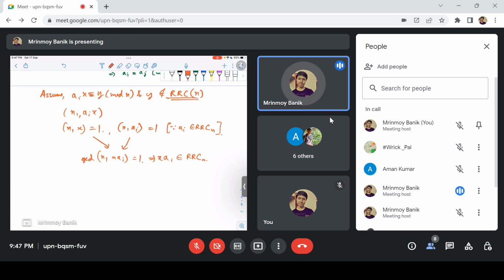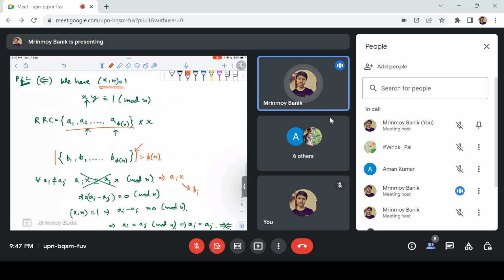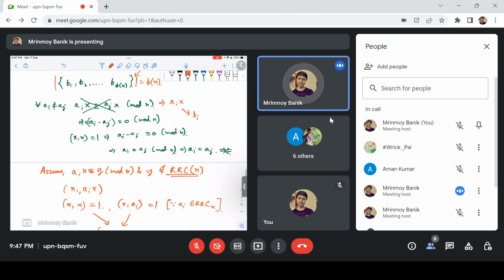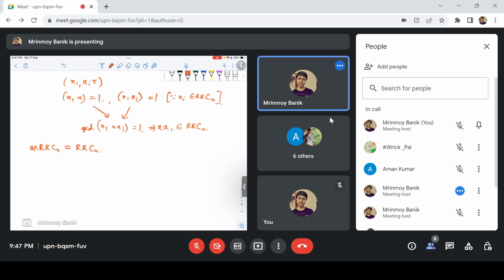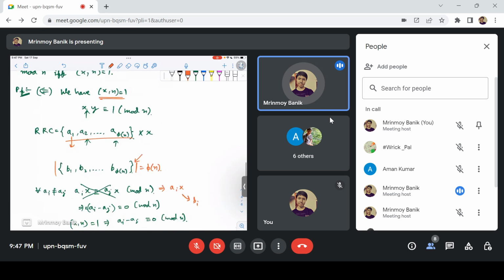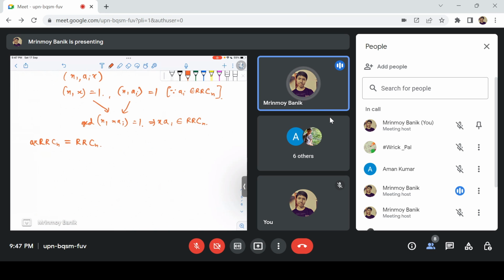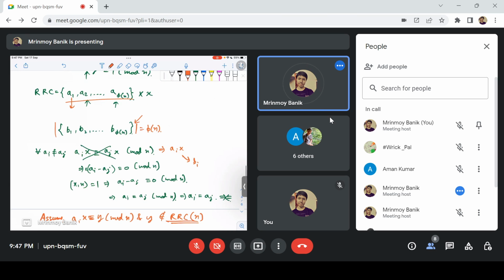So even after multiplying the elements of RRC with x, we don't get anything outside of the RRC, and we get phi n many numbers, all of which are distinct. So that forces x times RRC n to be exactly equal to RRC n. Yeah, so that's the same argument we used in Euler's theorem. So that proves the if part.